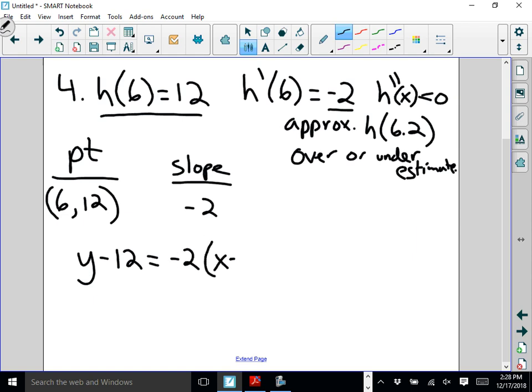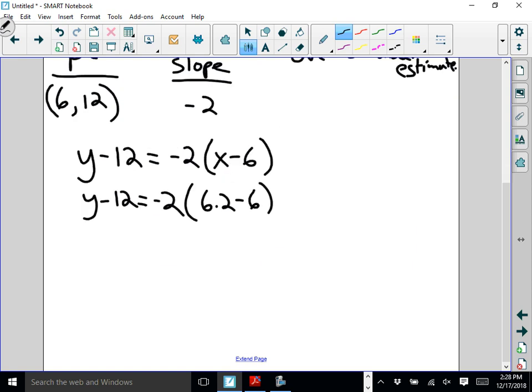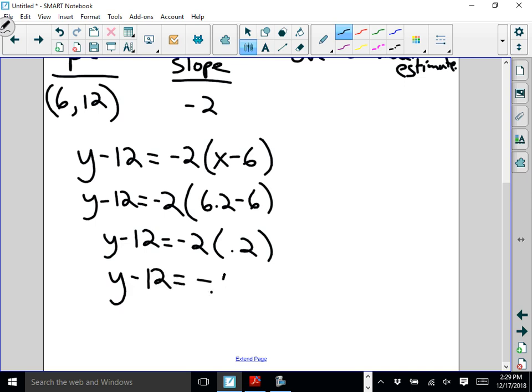To approximate h of 6.2, I'm going to plug in 6.2 for x, and I got y minus 12 equals negative 2 times 6.2 minus 6. 6.2 minus 6 is 0.2, positive. So I got y minus 12 equals negative 2 times positive 0.2. That together makes y minus 12 equal to negative 0.4. And then lastly, I just need to add the 12 over. Negative 0.4 plus 12.